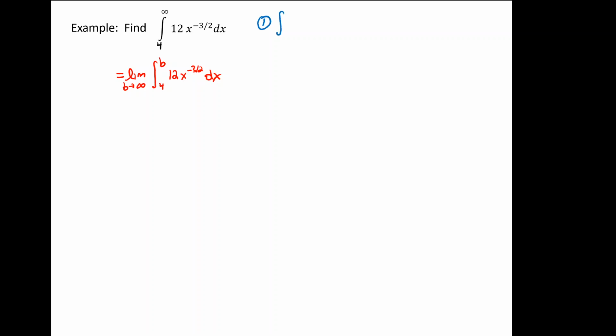Step 1, we want to integrate 12 times x to the -3/2. And the way to do that is to use the anti-power rule. I'll write that down: the antiderivative of x to the n is 1 over n plus 1 times x to the n plus 1, plus c. So here our n is negative 3 over 2. So negative 3 over 2 plus 1 is negative 3 over 2 plus 2 over 2, which is negative 1 over 2.